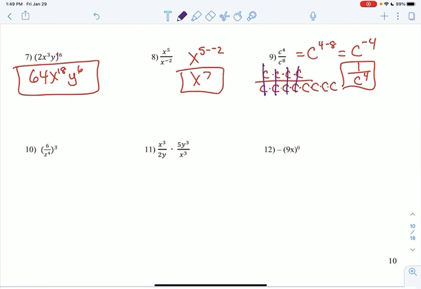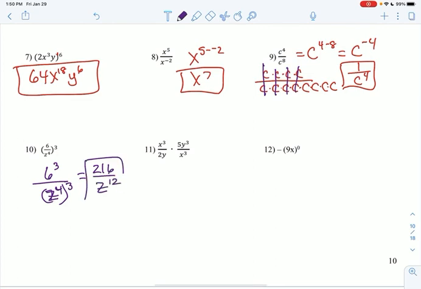All right, number 10. Everything is to the 3rd power. So this is 6 to the 3rd power and z to the 4th to the 3rd power. Well, 6 to the 3rd power is 6 times 6 times 6. That's 216. And a power to a power, I am multiplying that.